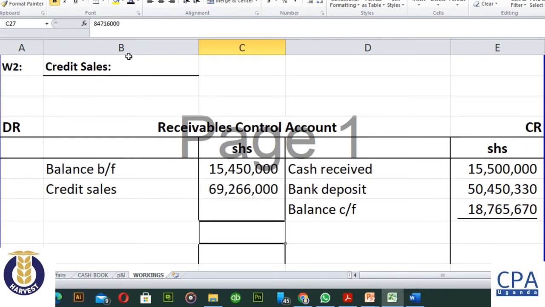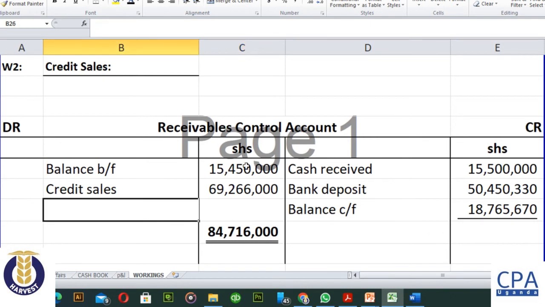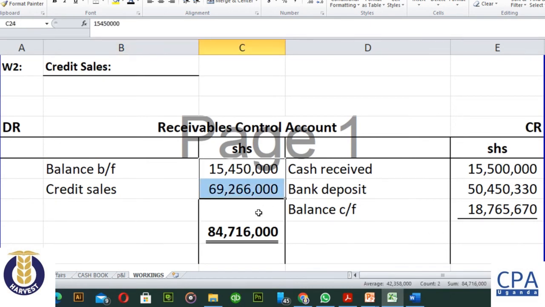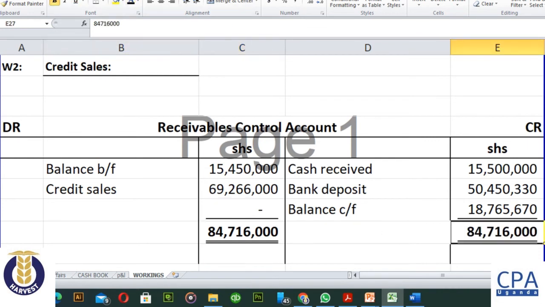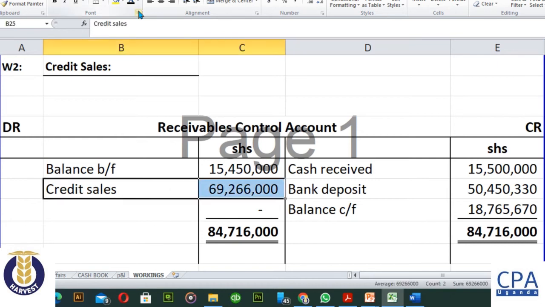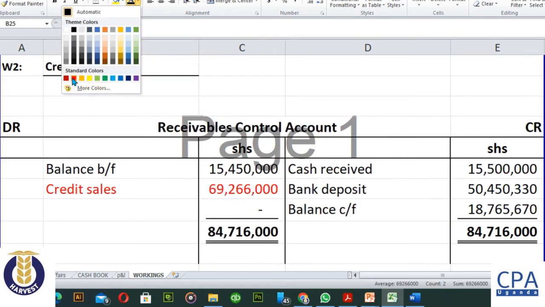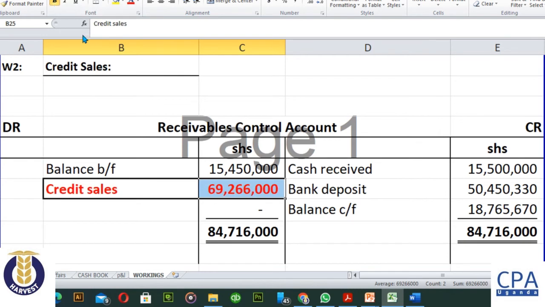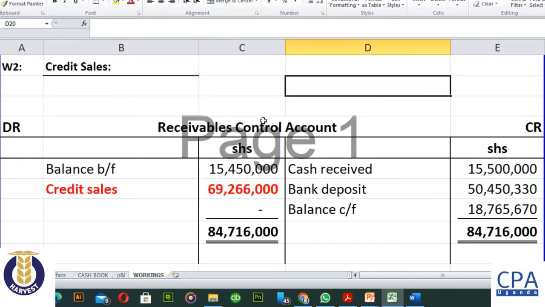69.2, and of course we are balancing at 84. When you add these two you get 84.7, which is still the balancing figure on the credit side. So that means that I have managed to obtain the credit sales, which I'm going to use in the preparation of our statement of profit or loss.